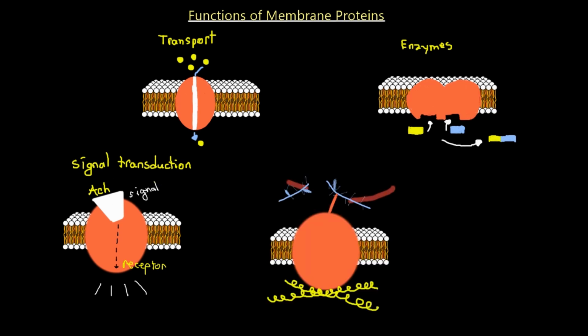And the final function of plasma membrane proteins is going to be attachment and recognition. That's basically different cells that are in near proximity to each other. They're going to have some sort of attachment, and that is formed with protein structures within the plasma membrane.